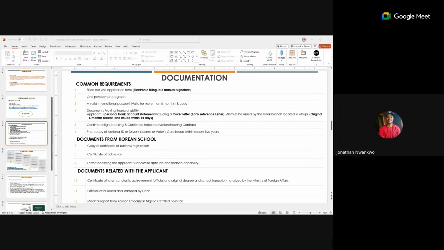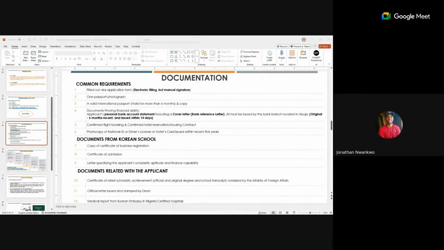So a photocopy of your national ID card, or like I said, your driver's license or your voter's card. Then the documents from the Korean school include a copy of the certificate of business registration. This is part of the document the school will provide to you. Then your certificate of admission, which is COA, and then a letter specifying your scholastic aptitude capability. Usually, if you are coming in through a recommendation from, let's say, a professor, there's a letter that accompanies that. So the school is also going to send that to you.